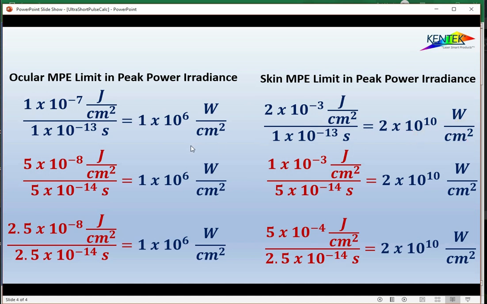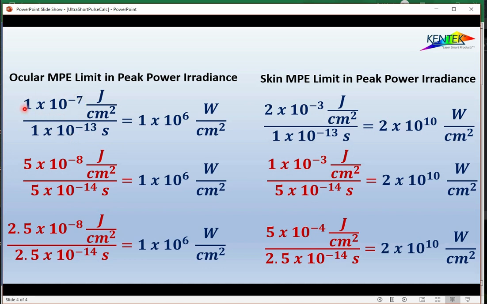Now remember, it said if you want to move to an MPE for a time duration shorter than 100 femtoseconds, we take the MPE for 100 femtoseconds and multiply it by the ratio of the real pulse duration divided by 100 femtoseconds. So all we've done here is, in order to hold this true for a 50 femtosecond pulse, that's half of the 100 femtoseconds, we need to halve the MPE. So 1 times 10 to the minus 7th multiplied by the ratio of 50 femtoseconds divided by 100 femtoseconds, which is a half.